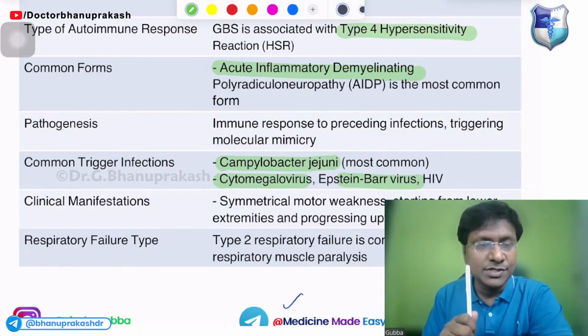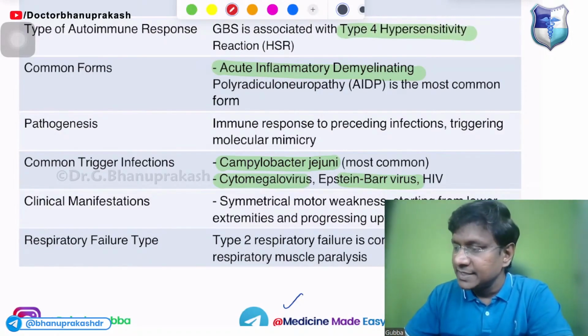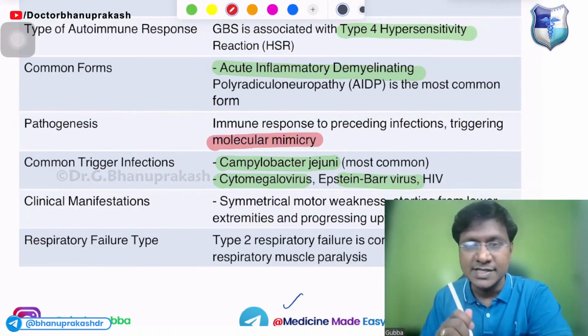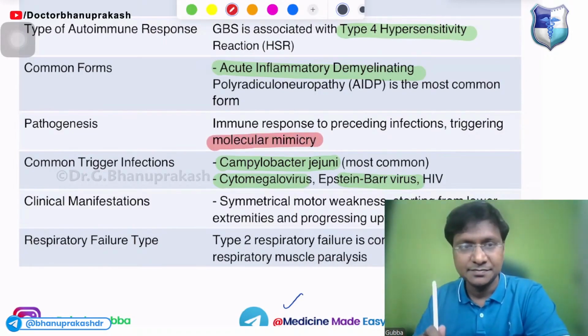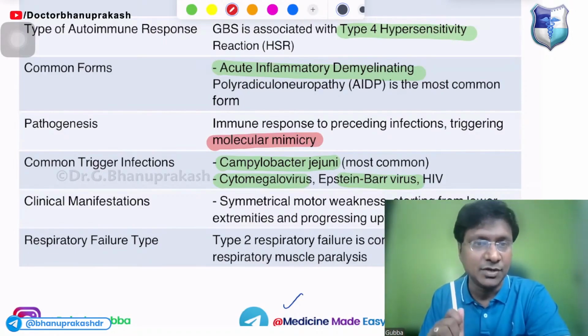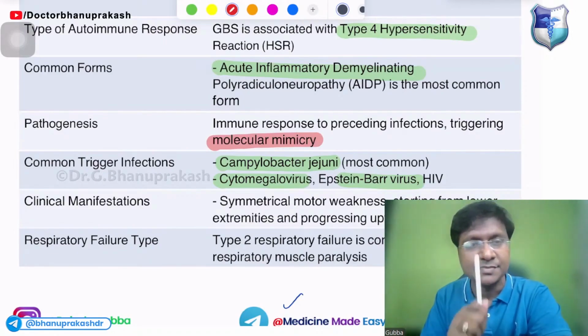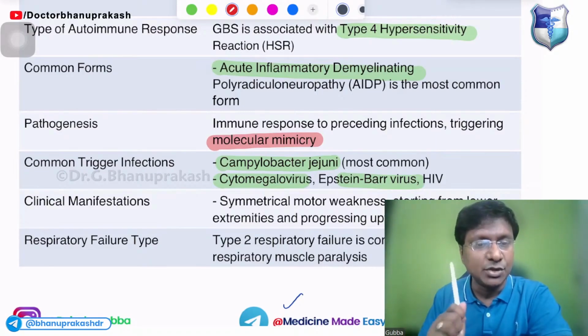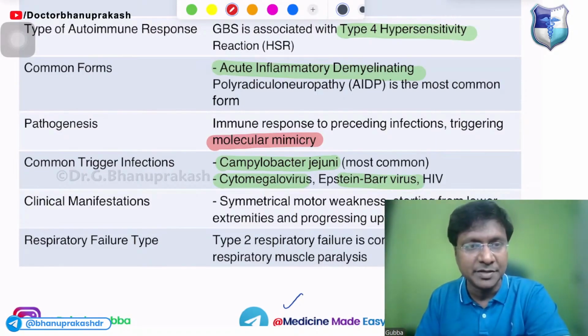So in the pathogenesis, what do we consider this as? In pathogenesis, it is molecular mimicry, where the antibodies formed against the organisms attack the myelin sheath of the peripheral nervous system of the human being.